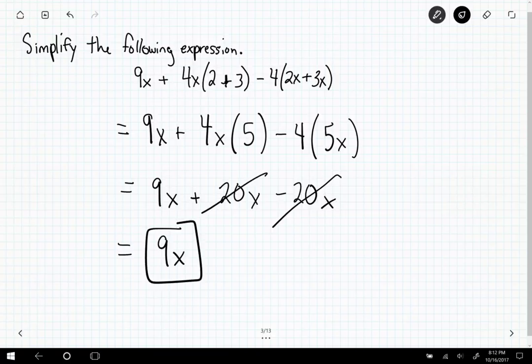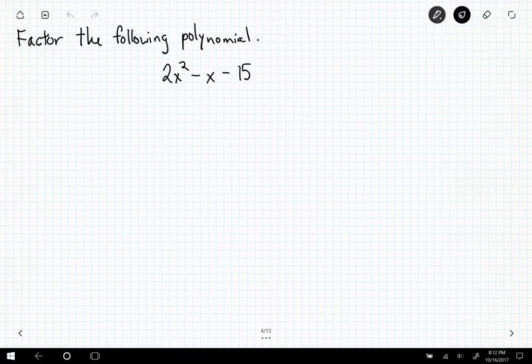So hopefully that was fairly straightforward. If not, let me know. As I said, at any point in time, there's a chat box there. You can ask any questions that you have. That's what I'm here for. And if you have a problem that you want to see, let me know, and I'll try and solve that as well. Next one, factoring.